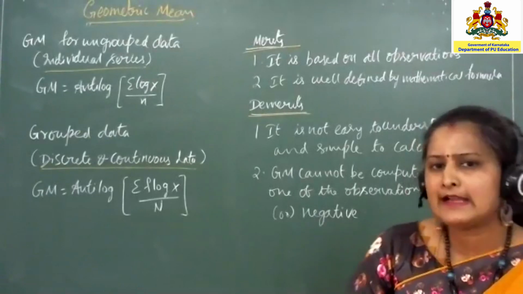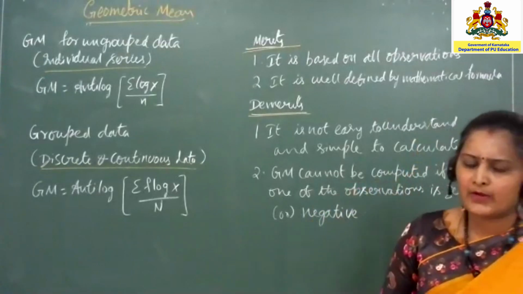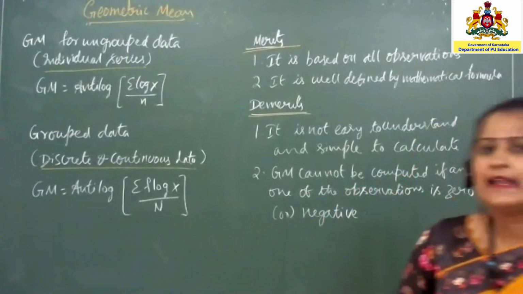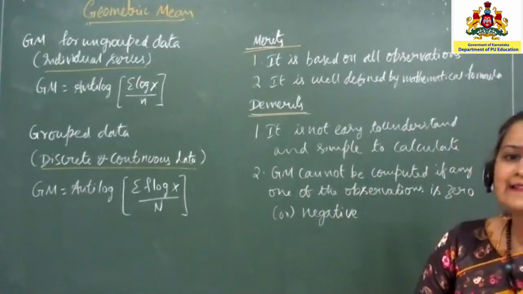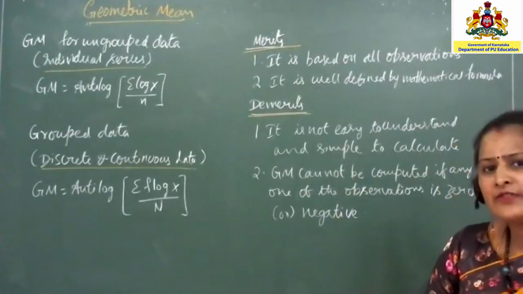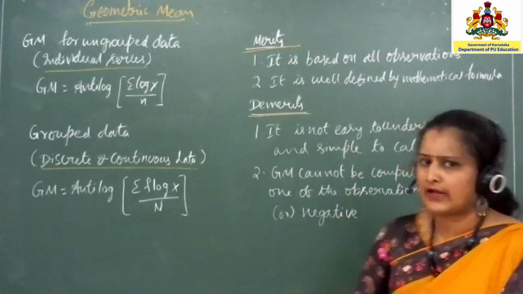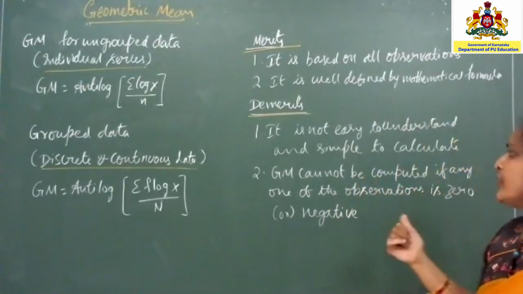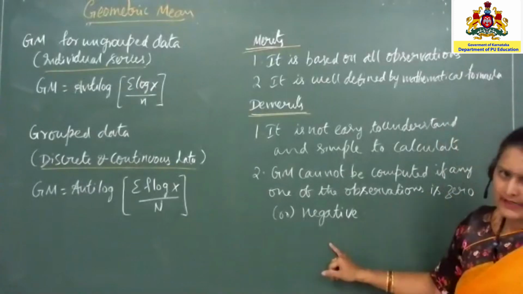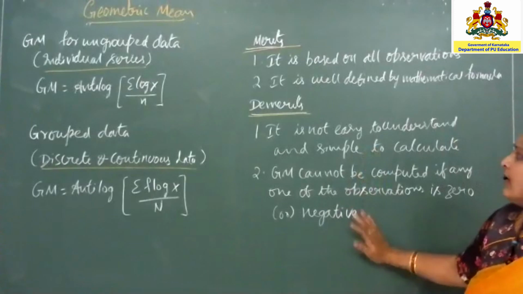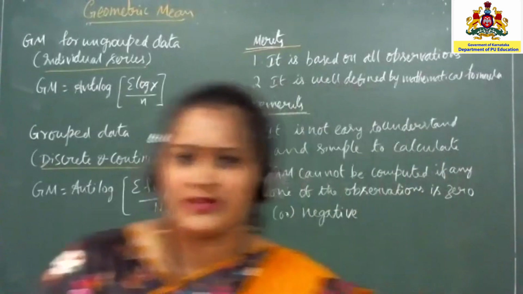Then coming to the demerits, it is not so easy to understand and simple to calculate, because we are using logarithms here. And next, if you have any zero value or a negative value, the computation of the geometric mean will be difficult. The geometric mean cannot be computed if any one observation is 0 or negative. So these are the two merits and two demerits of the geometric mean.